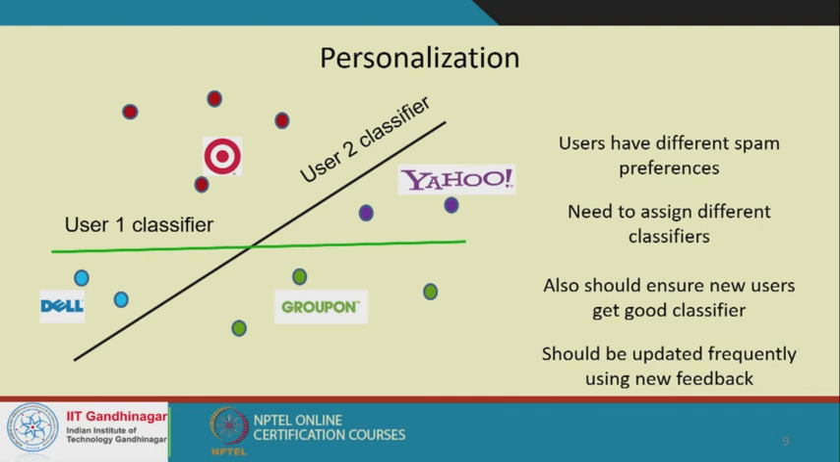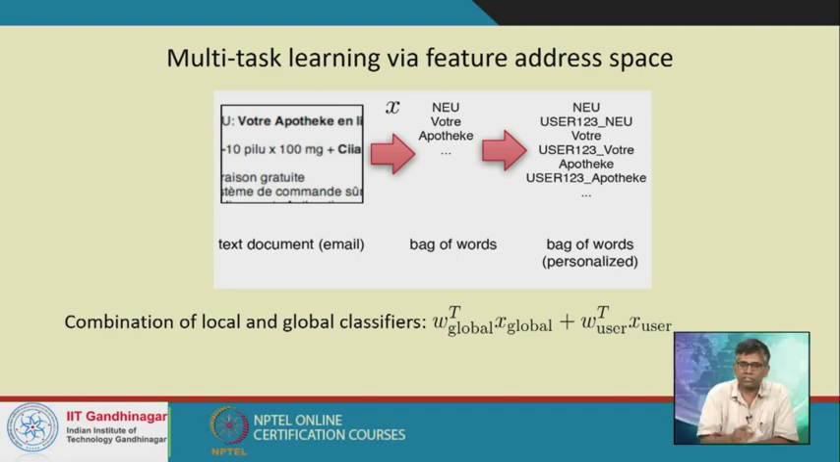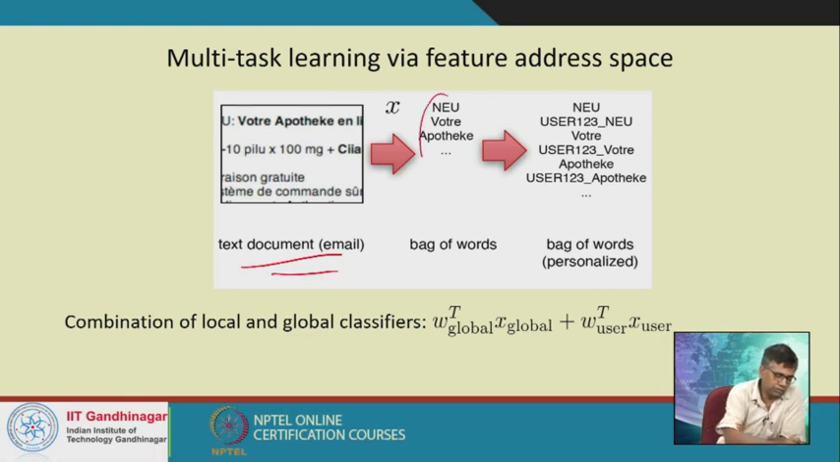So here is one very interesting way of doing all this. What we do is that we say let us blow up the feature space, right? And how do we blow up the feature space? Let us take the email, right, and we do a standard bag of words or unigram or bigram decomposition, and we get these unigrams or bigrams from the email, right? Now what we do is that we assign every user their own feature address space, right?